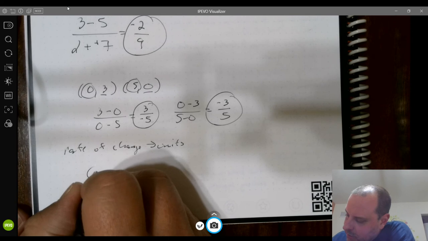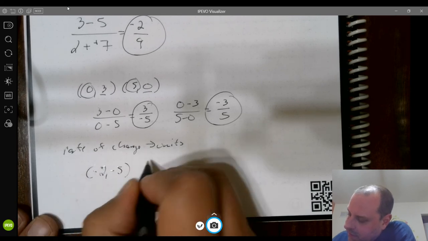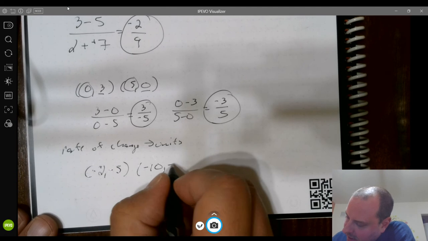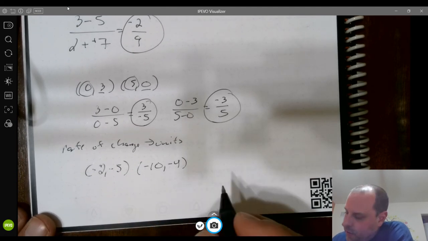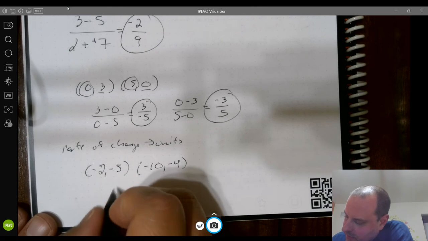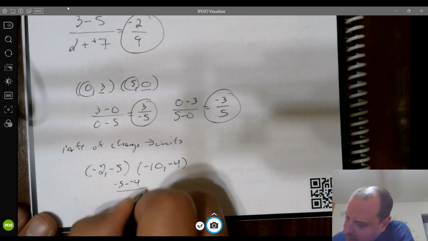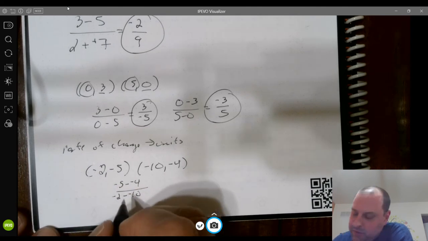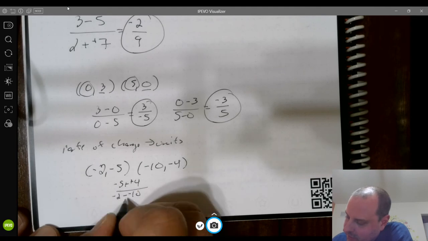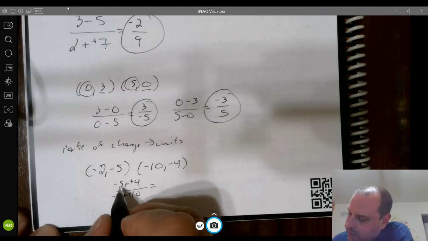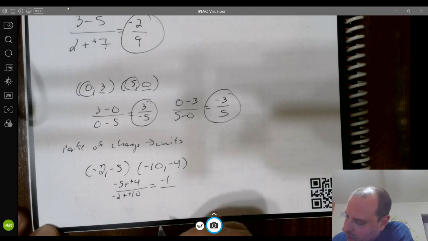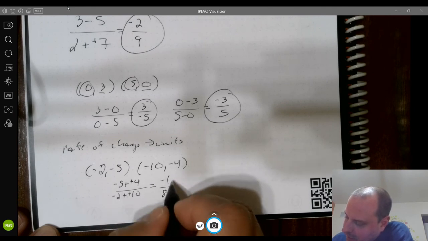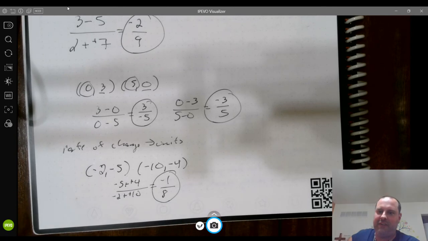Let's just look at another example with some more negatives. (-2, -5), and let's say we have (-10, -4). So if I'm going from left to right, the y's first, negative 5 minus negative 4 over negative 2 minus negative 10. So in both of these, I have a negative and a negative turn into a positive. Negative 5 plus 4 is negative 1. Negative 2 plus 10 is positive 8. I cannot simplify that, so I still have negative 1 over 8.